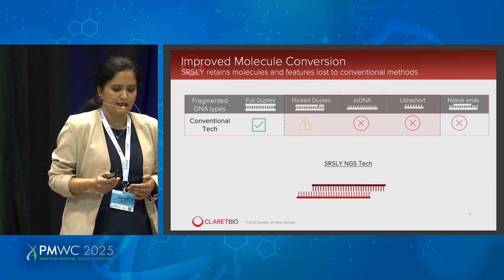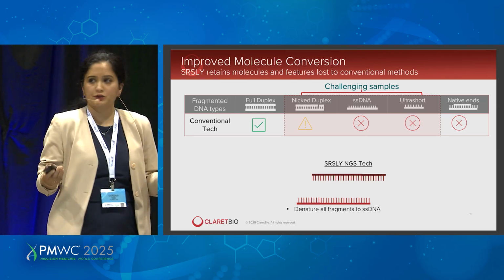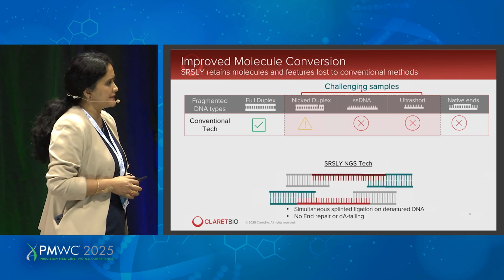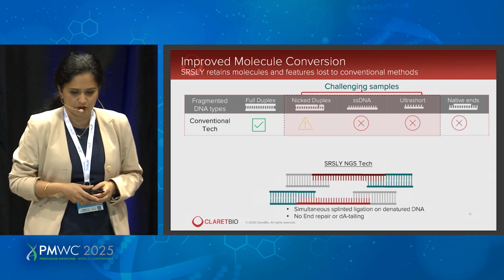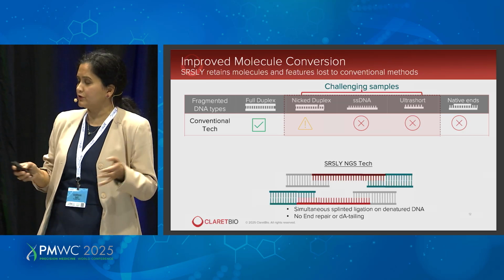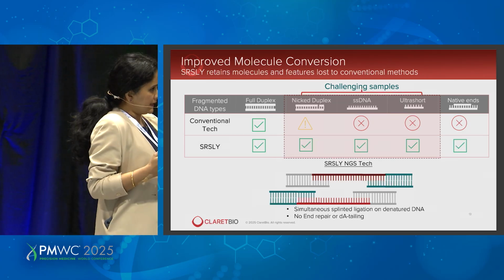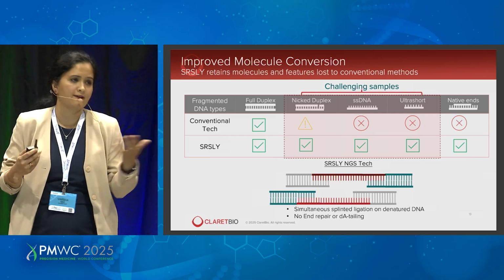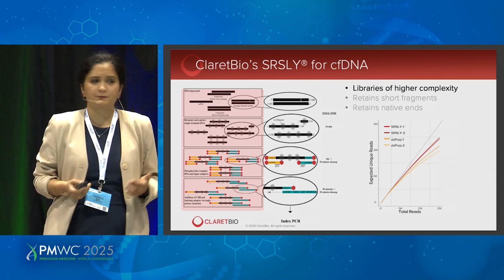With Seriously, the first step is denaturation, where you denature every molecule into single strands. And these are ligated by specialized splinted adapters, which hybridize to the ends of DNA and capture your DNA without any end repair or A-tailing. What this means is that you're capturing the nicked DNA, single-stranded DNA, and ultra-short DNA that are typically found in these challenging samples. The workflow is pretty straightforward.